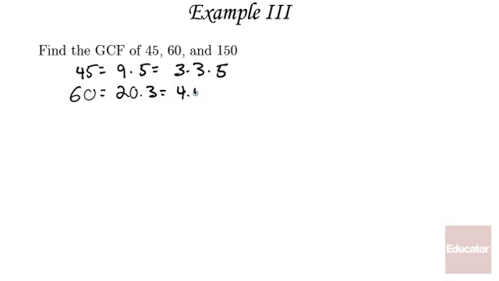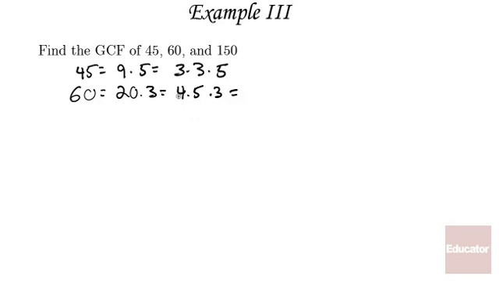Okay, example 3 asks to find the greatest common factor of 45, 60, and 150. Remember, to find the greatest common factor, I'm going to first put each of these into prime factored form, and then I'm going to find the product of their common factors. 45 equals 9 times 5, which equals 3 times 3 times 5. 60, I'm going to start out with 20 times 3. That breaks down into 4 times 5 times 3.